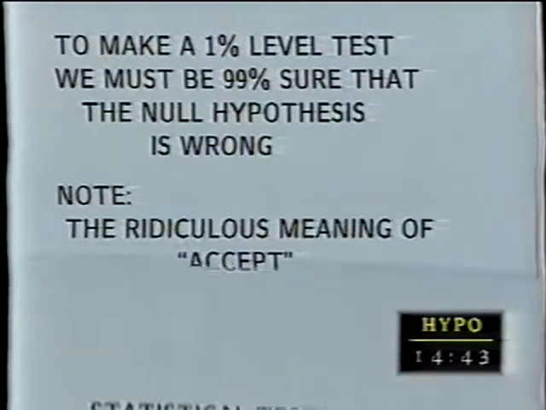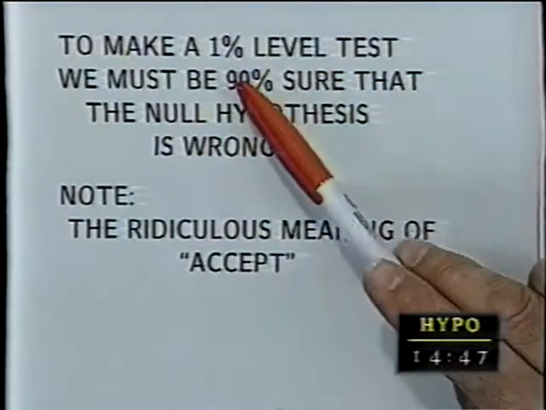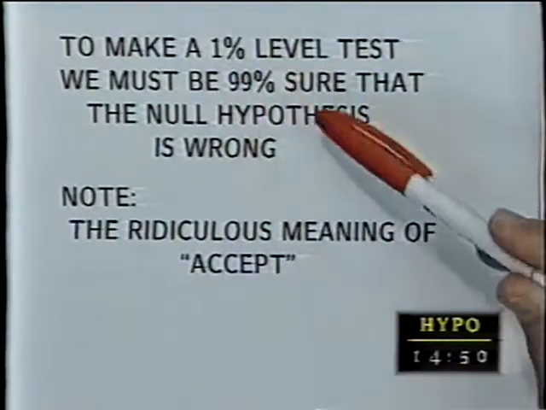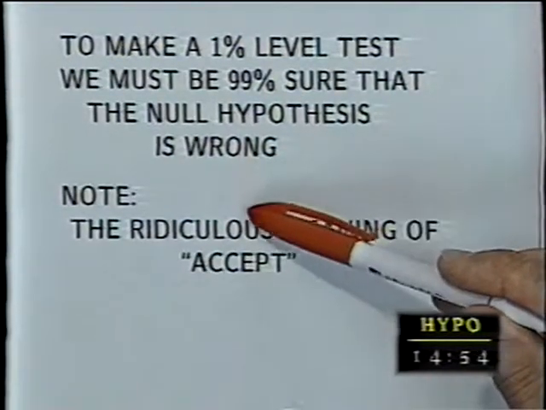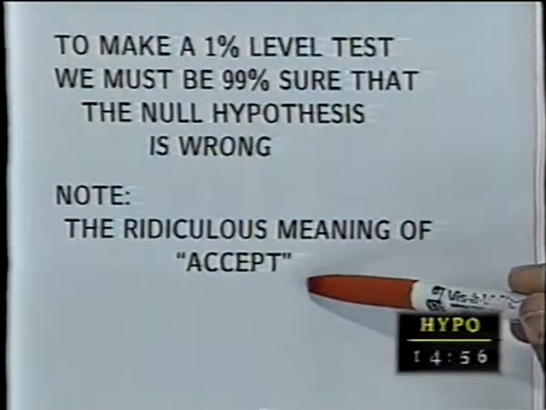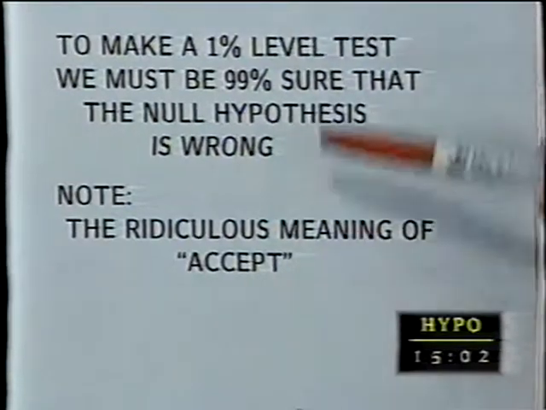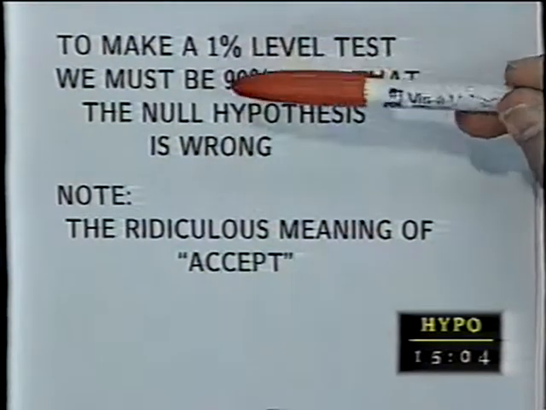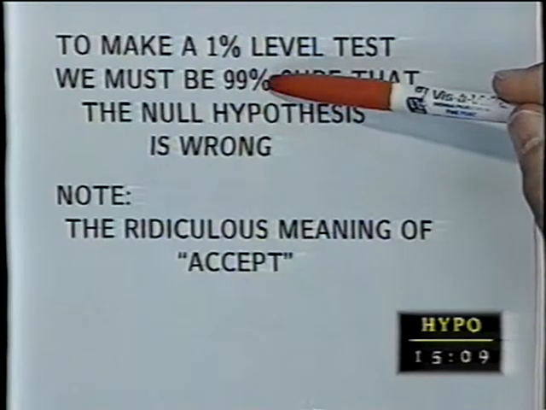Well, how can I do that? Easy. By the way, if I want a 1% level test, then I must be at least 99% sure that it's wrong. And I want to point out the ridiculous meaning of the word accept, and that it's not really the English word accept. If the judge says you got to be 99%, you make a 1% level test. That means you got to be at least 99% sure.